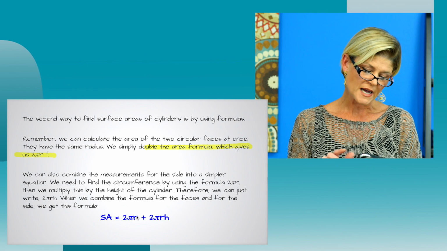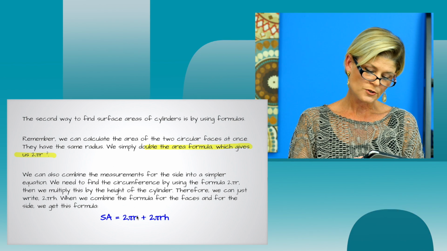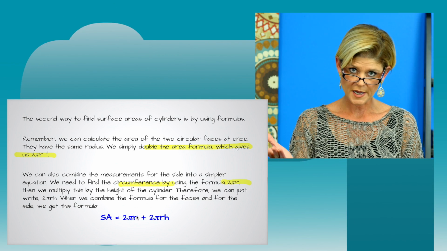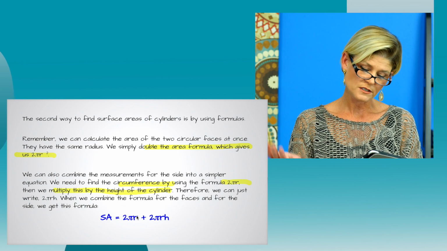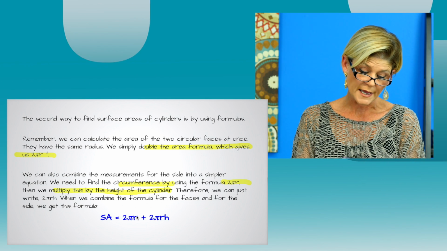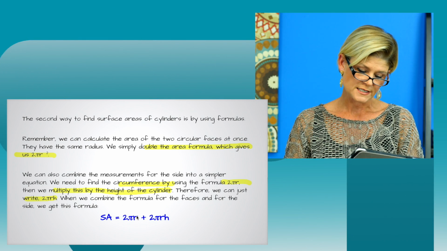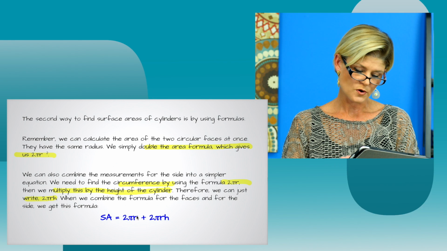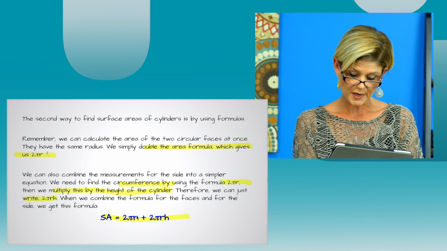And we can also combine the measurements for the side into a simpler equation. We need to find the circumference by using the formula 2 pi r, like we talked about, and then we multiply this by the height of the cylinder. So therefore, we can just write 2 pi r h. When we combine the formula for the faces and for the side, we get this formula. Surface area equals 2 pi r squared plus 2 pi r h.